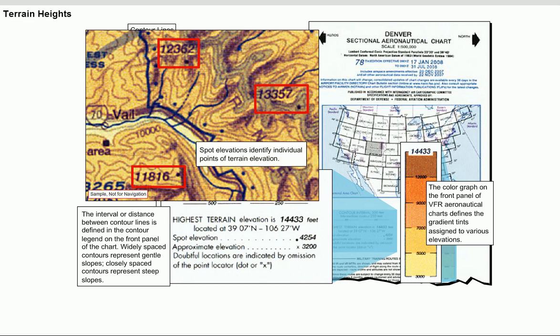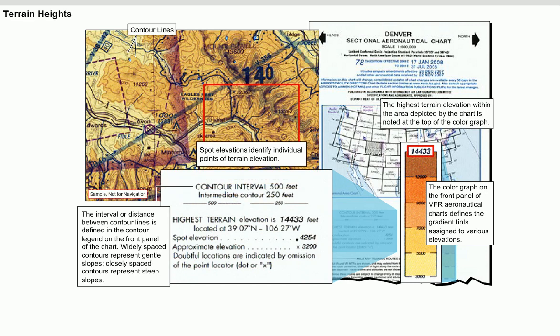Spot elevations identify individual points of terrain elevation. The highest terrain elevation within the area depicted on the chart is noted at the top of the color graph. In this example, it's 14,433 feet MSL. The elevation and latitude and longitude coordinates of the highest terrain are grouped in the contour legend on the front panel.